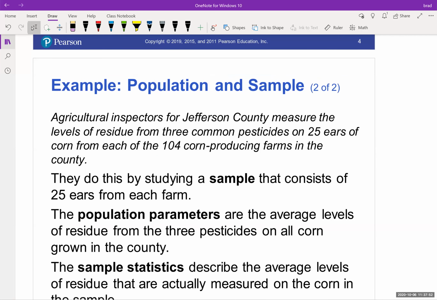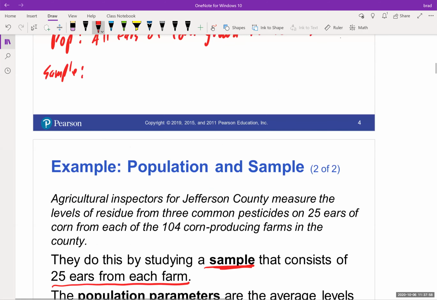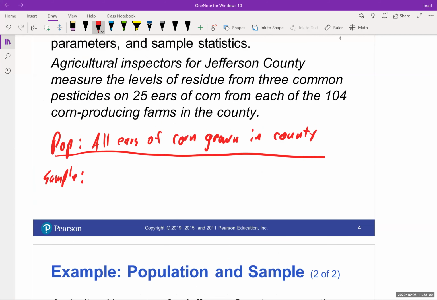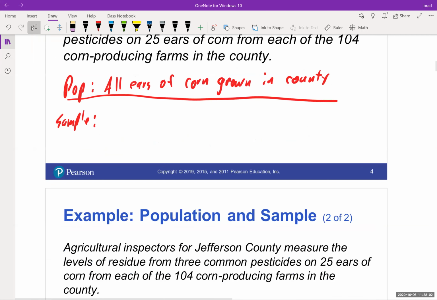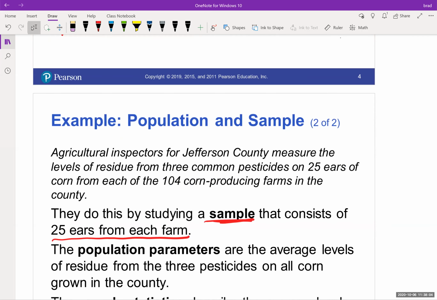I'm sorry. So they do this by studying the sample that consists of the 25 ears from each farm. So we have the population, all the ears of corn grown in the county, and then the sample is 25 ears of corn from each farm. Okay. So if there's 104 farms, you could figure out how many ears of corn they're doing. You do 104 times 25.